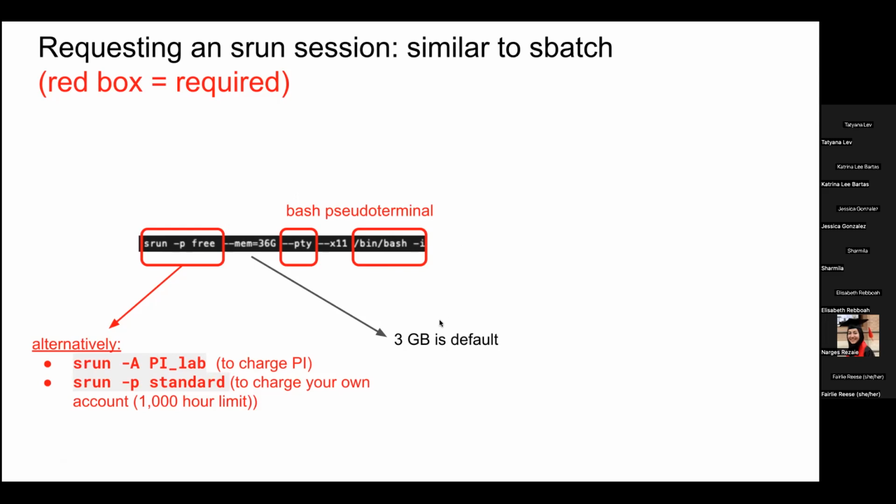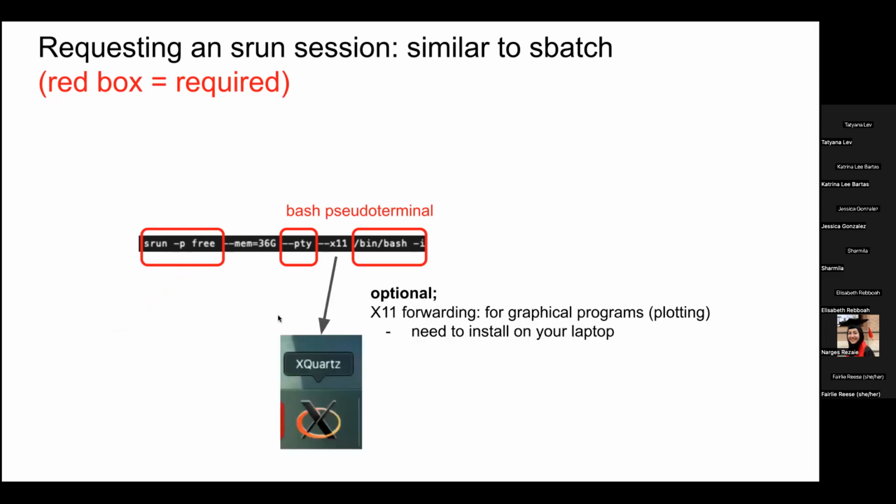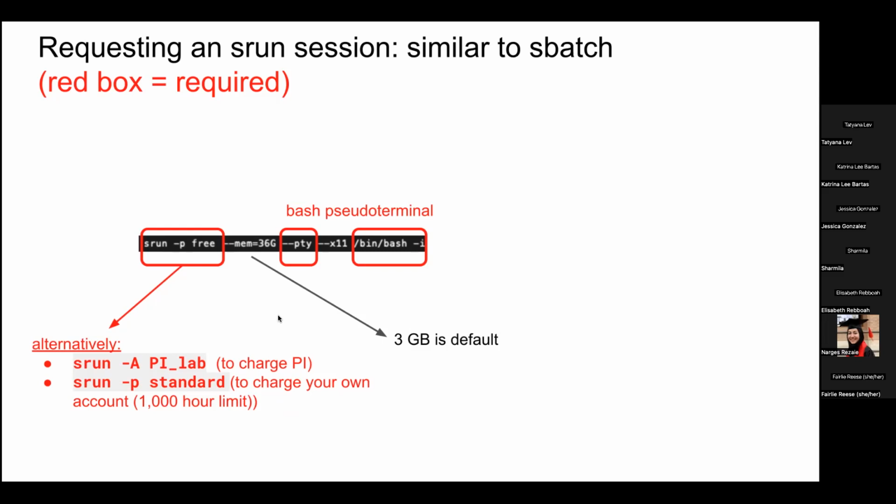The default amount of memory that you get when you just ask for an srun will be 3 GB. And if you want more, you have to specify it this way. I'm not sure exactly, because you're already working on the terminal, but I guess maybe you can also ask for a Python pseudo terminal. I'm not sure. I have not done that, but that's what it seems like to me.